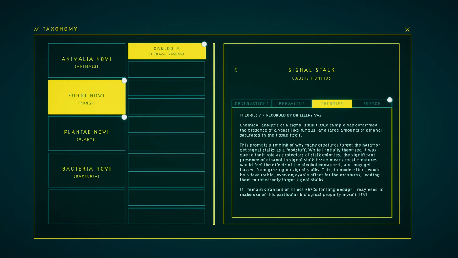While I initially theorized it was due to their role as protectors of stalk colonies, the significant presence of ethanol in signal stalk tissue means most creatures would feel the effects of the alcohol consumed and may get buzzed from grazing on signal stalks. This, in moderation, would be a favorable, even enjoyable effect for the creatures, leading them to repeatedly target signal stalks. If I remain stranded on Gliese 667Cc for long enough, I might need to test this particular biological property myself.